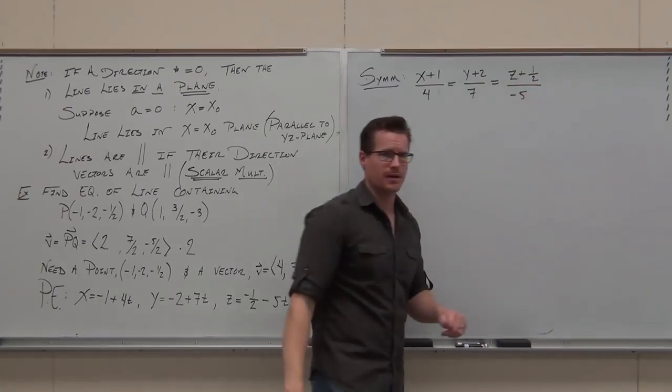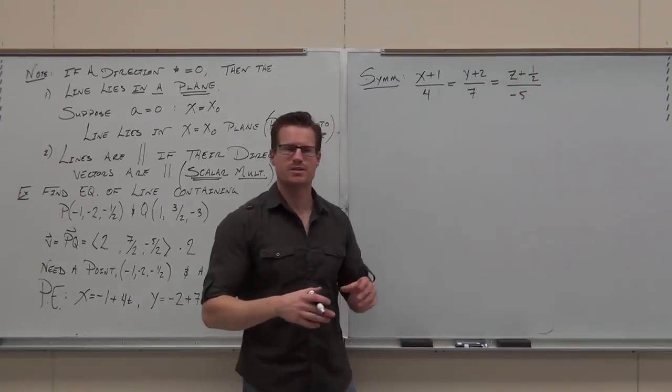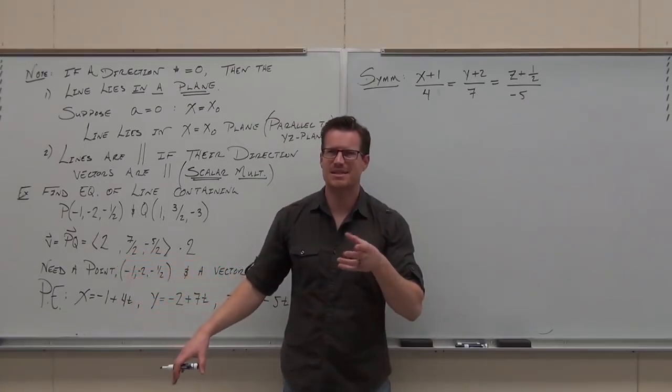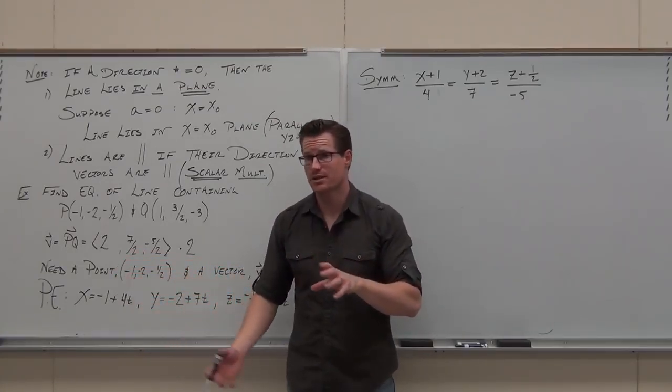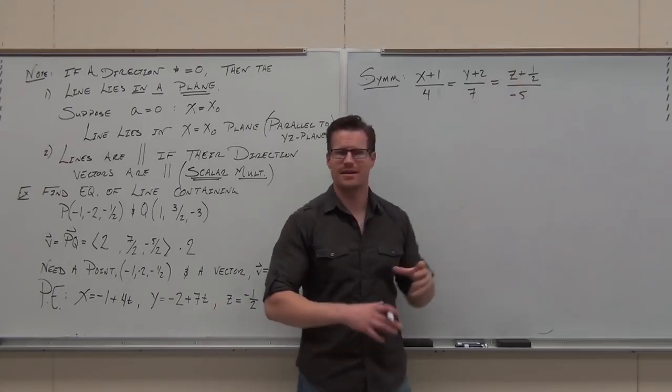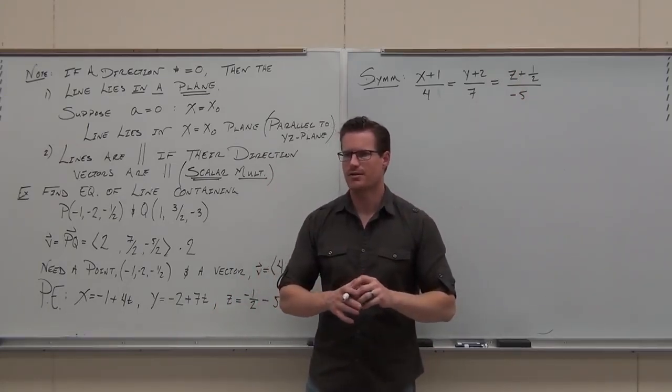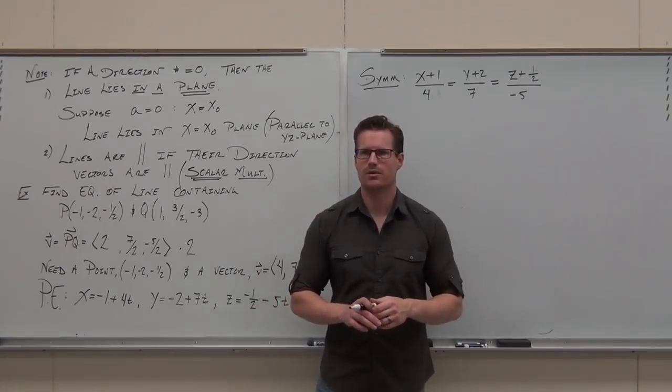Yeah, just like that. Leave it just like that, and the reason is because it's easy to go back to parametric if you have to. It's easy to see what the point is and what the direction vector is. You start messing with signs, and then it doesn't work so well. You want positive x, positive y, positive z. Everything else, just hold it. Head nod if you're okay with that one.